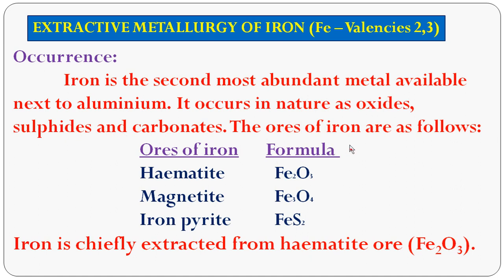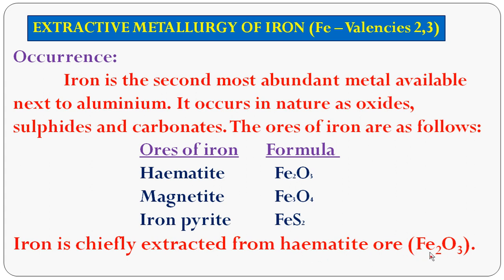The ores of iron, or minerals of iron, are as follows. First one, haematite, the formula is Fe2O3. Magnetite, Fe3O4. Iron pyrite, FeS2. Now, iron is extracted from the ore hematite, and it is called the chief ore of iron. So, the chief ore of iron is hematite. Now, you have to extract iron from hematite ore.